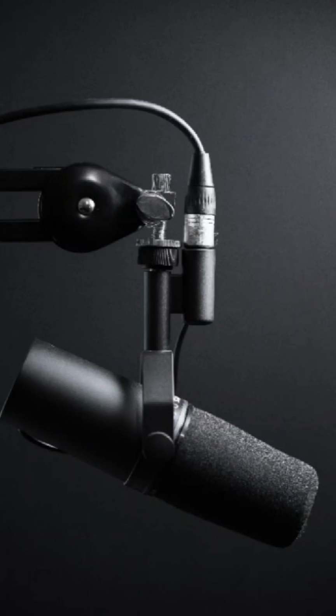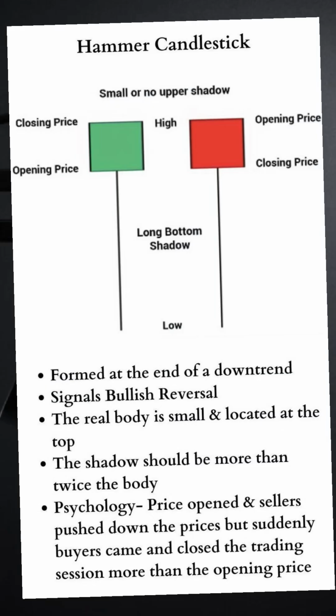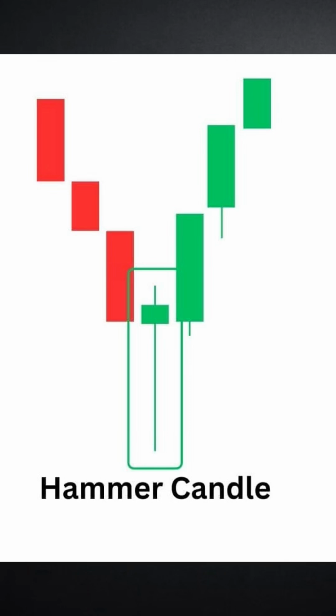Now let's talk about the plot twist candles, the ones that show up just as the market is about to flip the script. First up, the hammer. Imagine the market's been falling. Everyone's panicking. Then suddenly, a hammer appears. It's got a small body near the top and a long wick hanging below, like it just dropped the mic. That long wick means sellers pushed the price way down, but buyers came in and shoved it right back up before the candle closed.